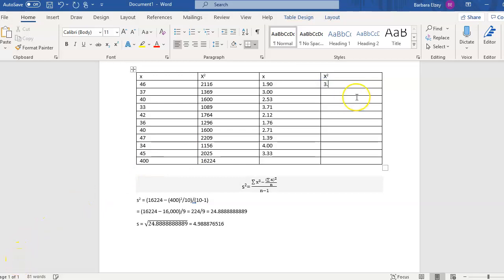That gives me 3.61. When I square the 3, I'm just going to get 9. Now I'll just keep my decimals going here. 2.53 times 2.53 ends up giving me 6.4009. And now let's do 3.71 times 3.71, and that's going to give us 13.7641.